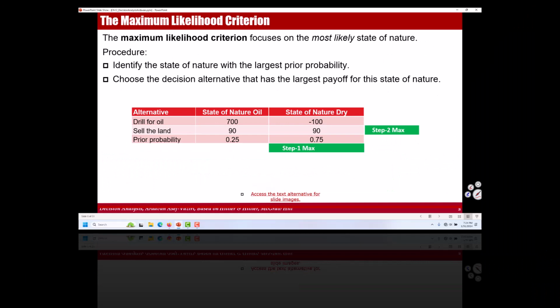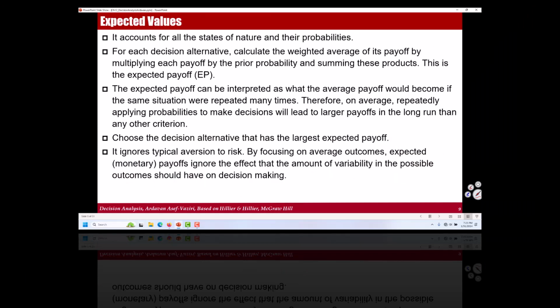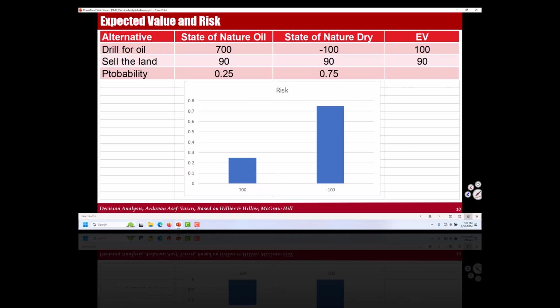Now let's consider expected values. We have two alternatives and two states of nature. For alternative drill, we may get $700,000 with probability of 25%, and we may lose $100,000 with probability of 75%.